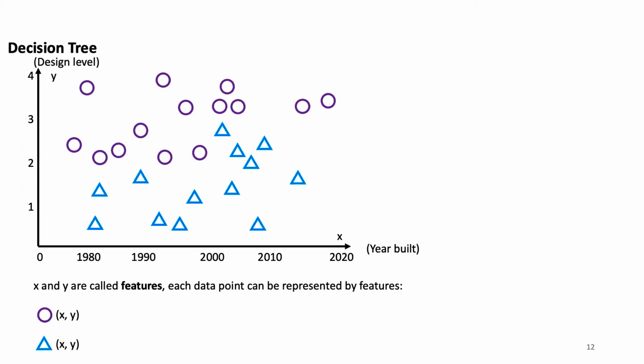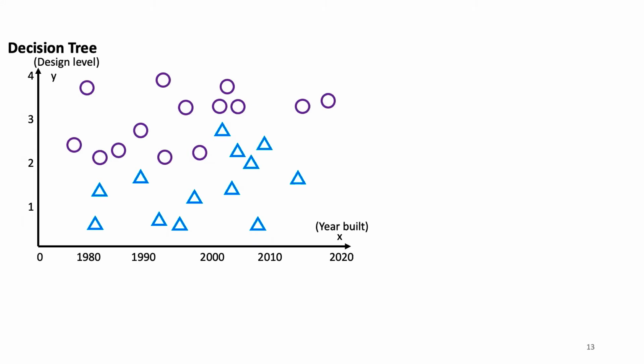So how can we use a decision tree to classify them? We want to separate the data points based on their features. We can separate them by asking a series of questions regarding their features. Here in this example, the features are X and Y, right? We can ask our first question about one of the features, for example, X. Is it built before 2000, right? Based on this question, we can draw a separator to divide the data into two groups. As you can see, the separation is not perfect. You have both circles and triangles in two groups.